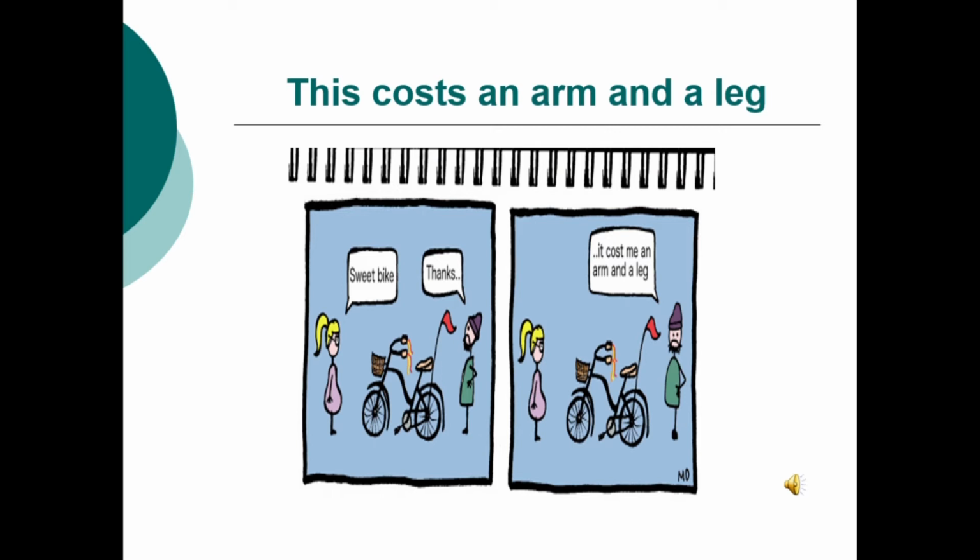So for instance, sweet bike. Let's look at the photo. Sweet bike. Thanks. It cost me an arm and a leg. It means it was quite expensive. It wasn't cheap. If I want to buy a flat in Moscow, it will cost me an arm and a leg because it is expensive. Is it clear? So for instance, this car, my Mercedes, is my baby because it cost me an arm and a leg. It was expensive. Okay, very good.